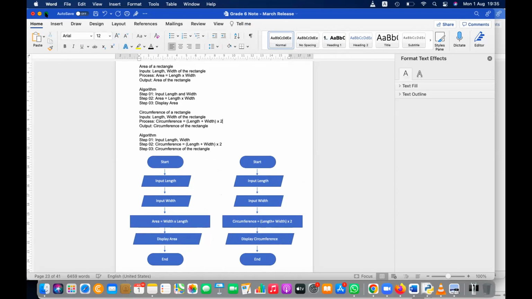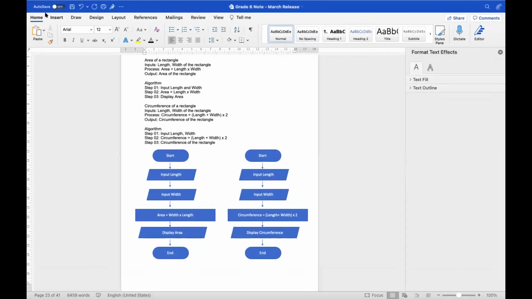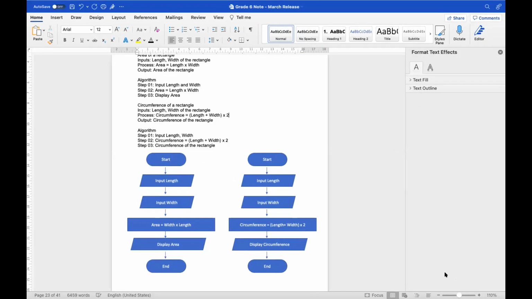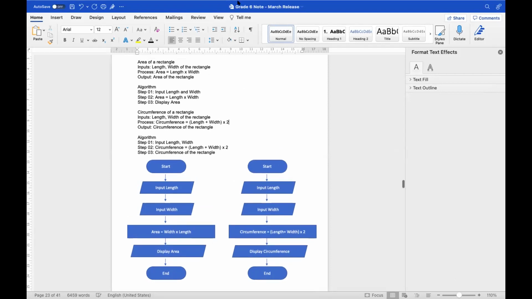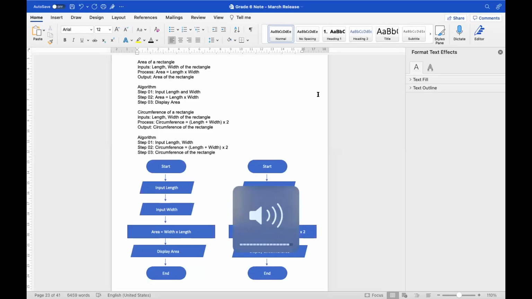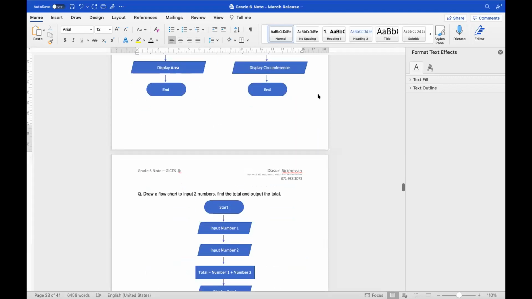Sir, we need to write? Yes, you need to write down the algorithm, as well as you need to draw the flowchart. Both. Write down the algorithm and also draw the flowchart. Okay. So now we have cleared that question.